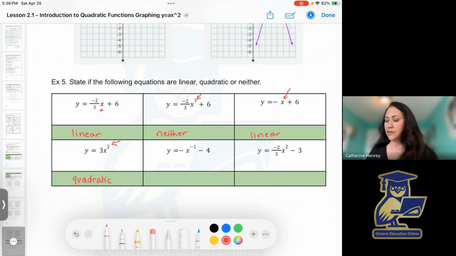Y equals -x to the power of -1. So we don't have a degree of 2 and we don't have a degree of 1, so this is also neither. It is not linear and it is not quadratic. And then at the end, y equals -2/3 x squared minus 3, so there's our degree of 2. So this one is quadratic.